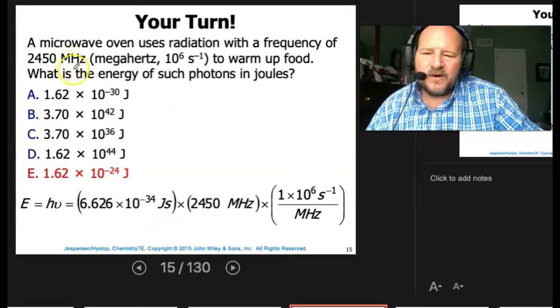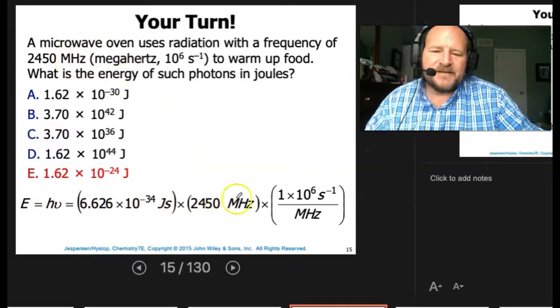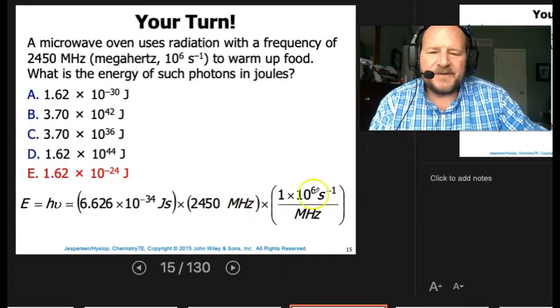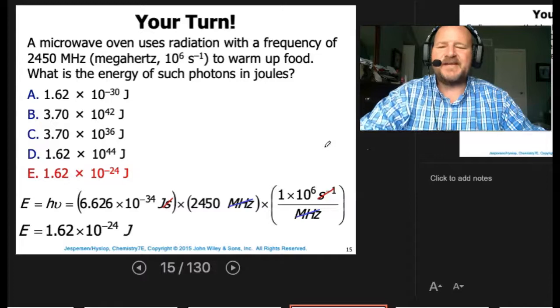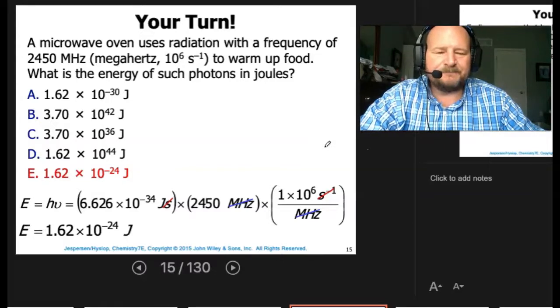And then we have 2,450 megahertz. And of course, mega is going to be 10 to the 6th. So at this point, our seconds will cancel out. Megahertz will cancel out. And we're left with 1.62 times 10 to the negative 24 joules.